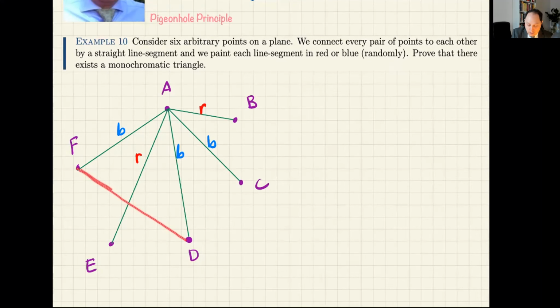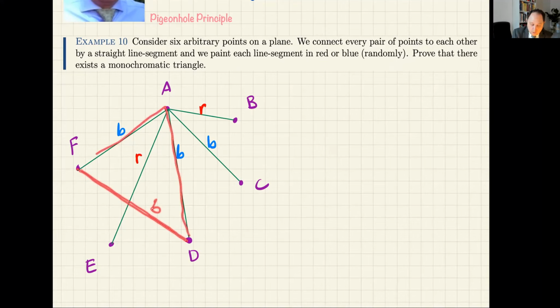So if I connect this one to this one, how many possibilities are there for the color of this one? 2. Either blue or red. If it is blue, I am done. Do you agree? Yep. Because this one is my monochromatic triangle. All of them are blue. Okay, but there is no guarantee that this is blue. It might happen that this is red.